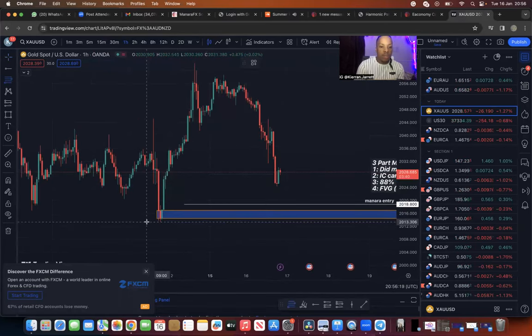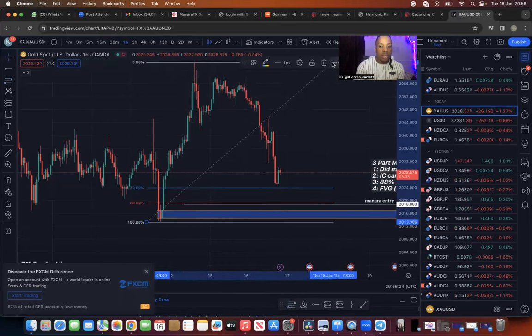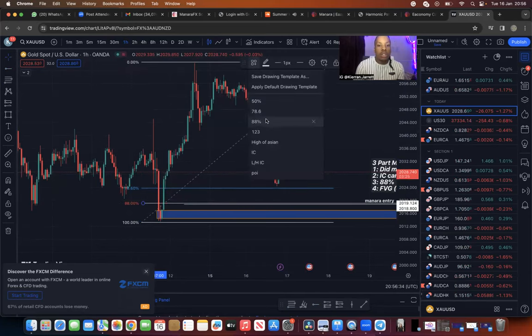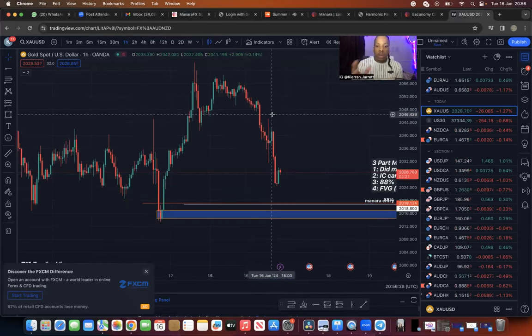We're gonna click from the bottom to the high of the move. We're gonna drag across. The 88% is higher than our entry here. So that's a bit shocking, right? But our entry is right on the Manara entry as well. So now we're gonna say, okay, we're cool, we'll wait. Let's see what happens when price gets down here.